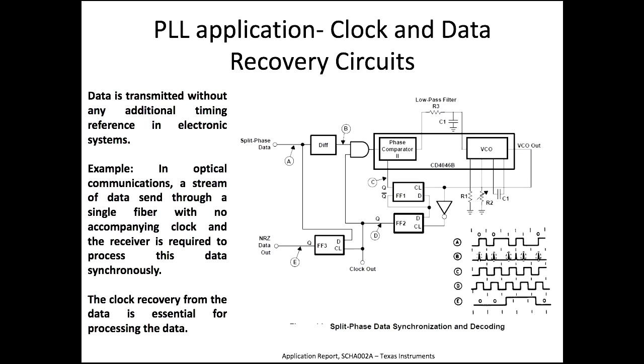So that's the reason when we transmit in some communication protocol, when we transmit some data, we also transmit the clock, because both are synchronized. But when you don't have the synchronization, then we will be using a PLL. In optical communication, a stream of data is sent through a single fiber with no accompanying clock, and the receiver is required to process this data synchronously. The clock recovery from the data is essential for processing the data.